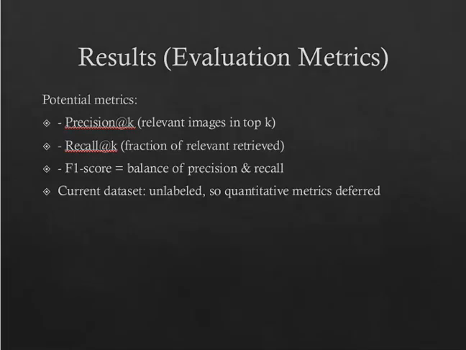Coming to results and the evaluation metrics, there are three types of potential metrics: precision at k, recall at k, and the F1 score. Precision at k reveals how many of the images in the top k are relevant. For a labeled dataset, we would compute precision and recall at top k plus F1 scores. For example, if 8 of the top 10 are relevant, precision at 10 equals 0.8. Recall at k is the fraction of relevant images retrieved. The F1 score balances precision and recall.